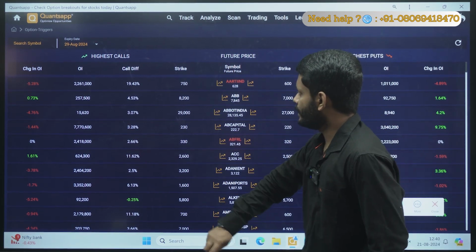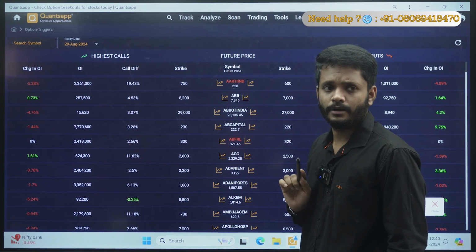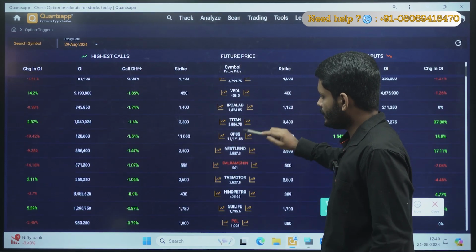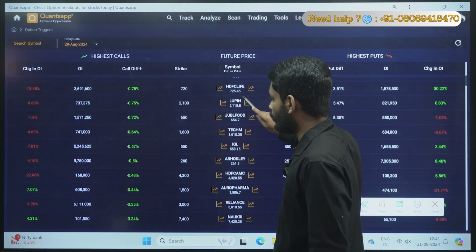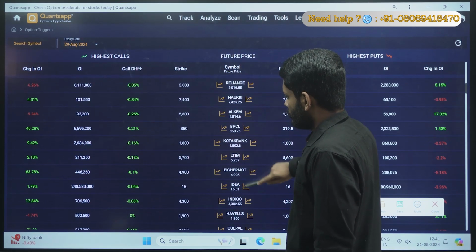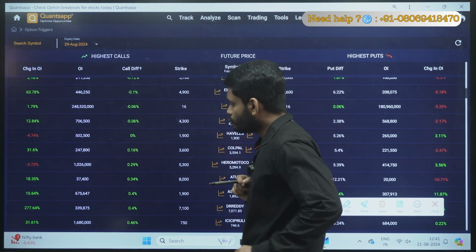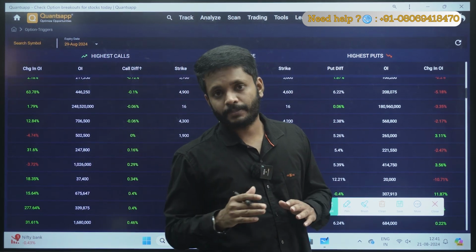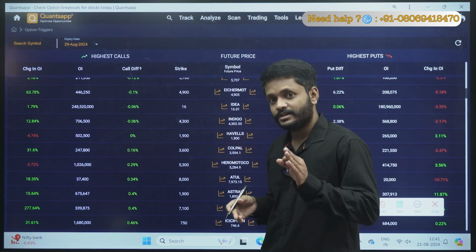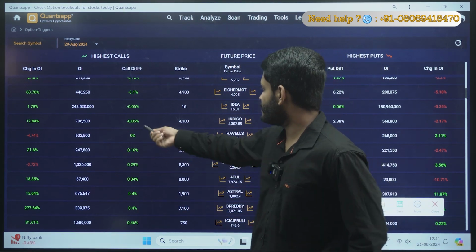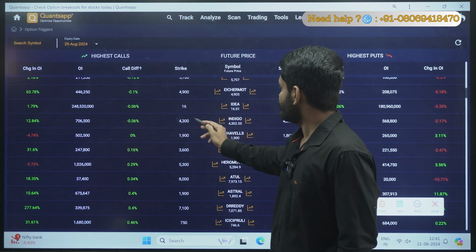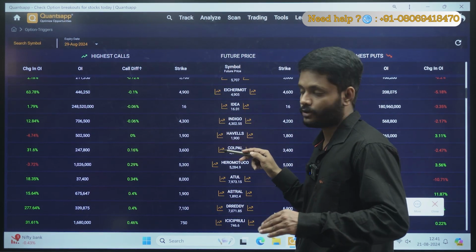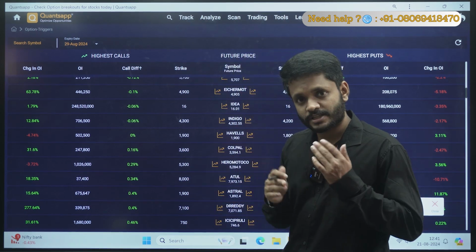So what we will be doing is, as soon as you open this triggers tool, what you are supposed to do is just click on this call difference. If you click on this call difference and scroll down, find those stocks where the call difference is between 0 to 1% positive. If the call difference is negative, say minus 0.06% in Indigo, that means this 4300 is the resistance and it has already breached the resistance. So we want the stocks which are close to their resistance.